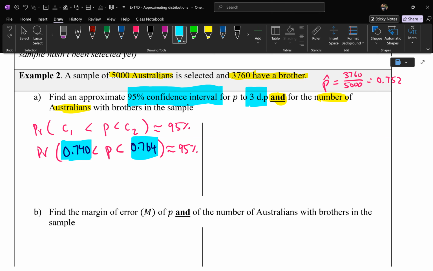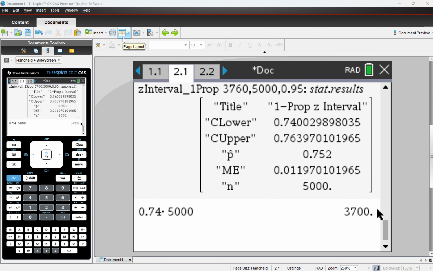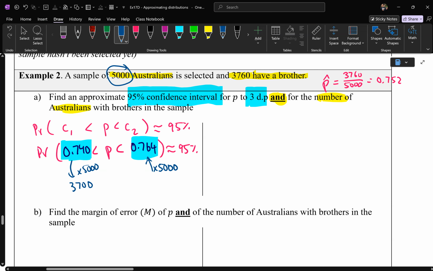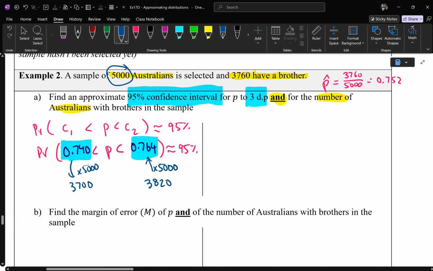That's it. Yeah. So you've got 5,000 people. I know 74% of them will have a brother and 76.4% of them will have a brother. That's how confident I am, 95% of the time. Let's work it out. If I times it by 5,000, because that's the proportion, what do I get? 0.740 times 5,000, I get 3,700. All the way to 0.764 times 5,000, I get 3,820.